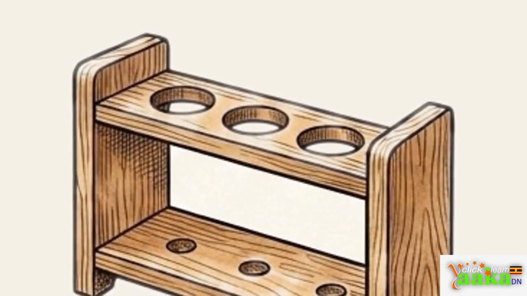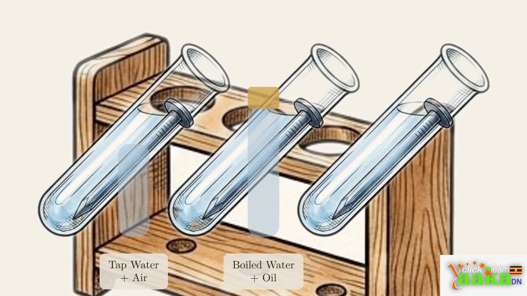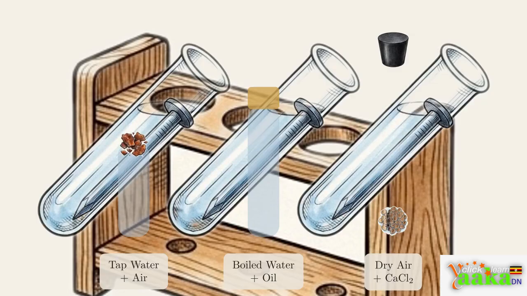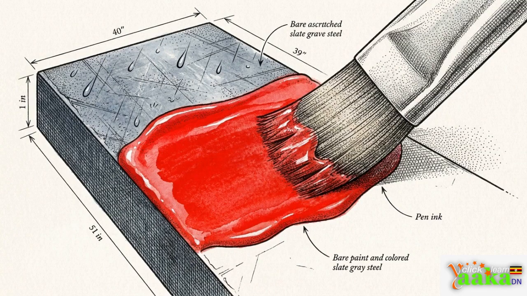This 3D render recreates a classic laboratory investigation designed to find out exactly what conditions are required to steal electrons from iron. We have three identical nails, one in tap water and air, one in boiled water sealed under an oil layer to block the air, and one sealed in dry air with calcium chloride to absorb all moisture. The results show us that iron will only rust when both oxygen and water are present in the environment simultaneously. Painting the metal creates a temporary physical barrier against those elements.